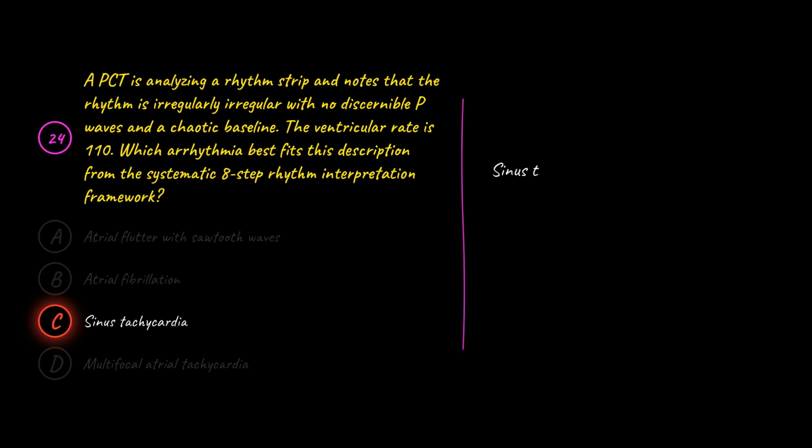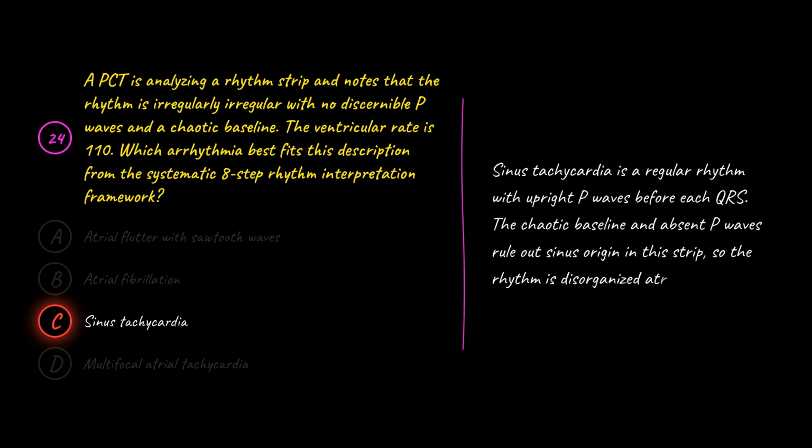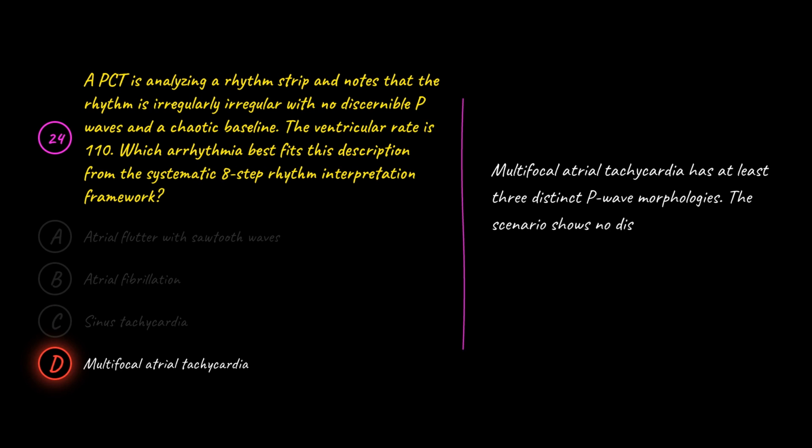C is wrong because sinus tachycardia is a regular rhythm with upright P waves before each QRS. The chaotic baseline and absent P waves rule out sinus origin in this strip. So the rhythm is disorganized atrial activity instead. D is wrong because multifocal atrial tachycardia has at least 3 distinct P wave morphologies. The scenario shows no discernible P waves at all, so MAT does not match the chaotic baseline described in the stem for this strip.